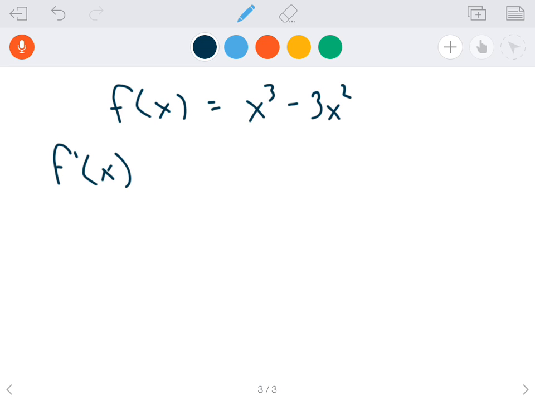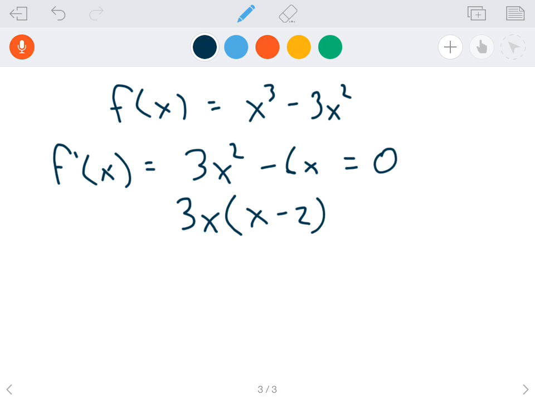Now for relative extrema, that's where the first derivative is equal to 0. So f prime of x, finding that again, was 3x squared minus 6x. I'm going to set that equal to 0 so I can find my critical points, find where the derivative is 0. Looks like I can factor out a 3x. That will leave me with x minus 2 equals 0. So x can be 0 or x can be 2. Those are my critical numbers.